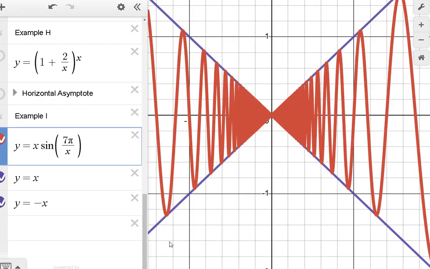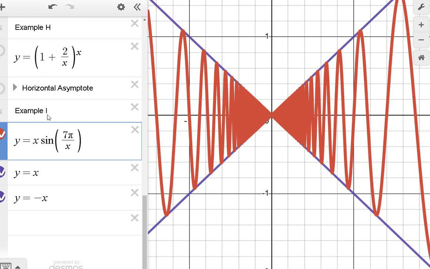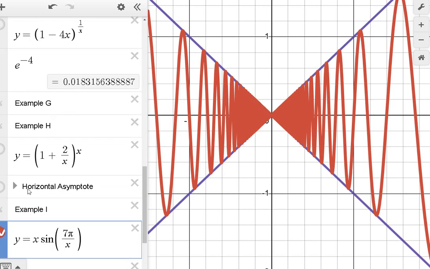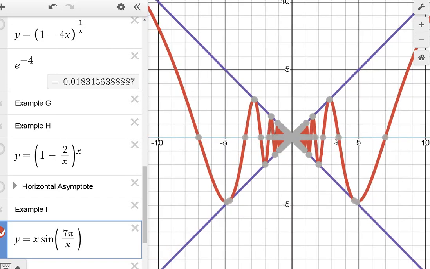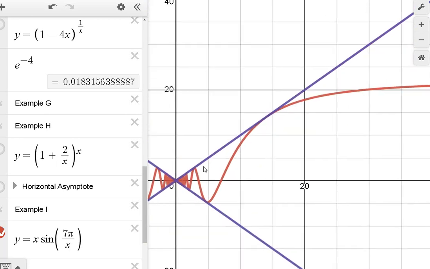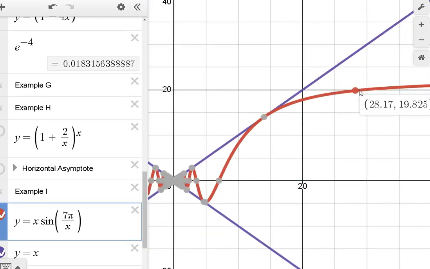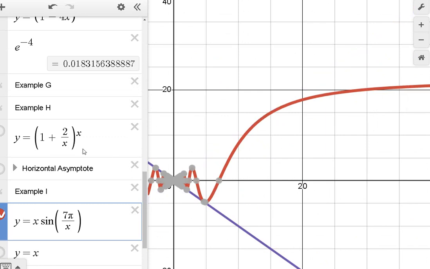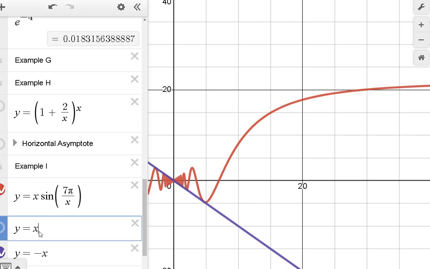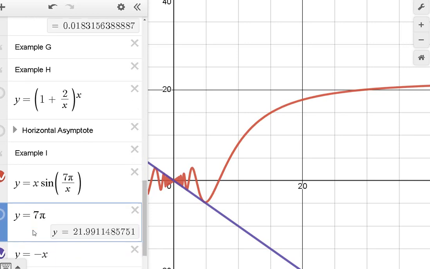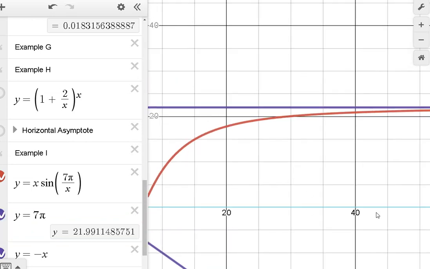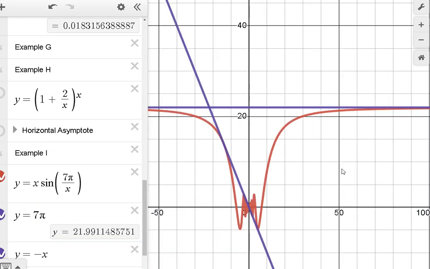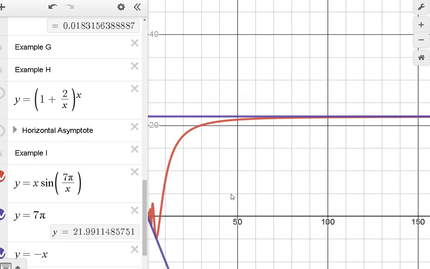So let's see. I have that one. That was example I, wasn't it? Here we go. No. We just need to look at this in a little wider frame of reference. Yeah, here we go. So the limit does kind of taper off a little bit. I can get rid of that. And maybe replace it with 7 pi. There you go. Looks good. And the farther out you go, the closer that red line will get to the purple line. It'll never quite touch it, but it'll get very, very close.